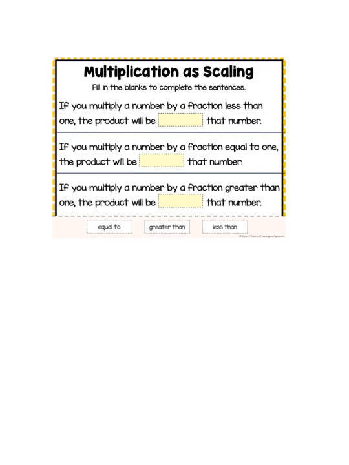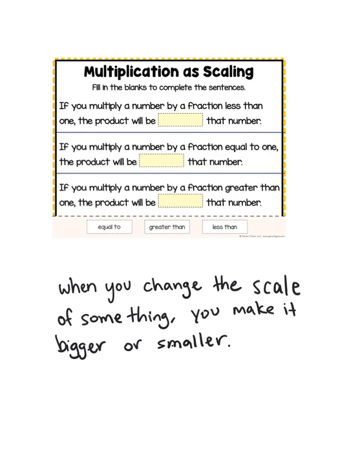The idea of multiplication as scaling: when you change the scale of something, you make it bigger or smaller. So that means that when the scale changes, it's going to either increase in size or decrease in size. And we know how this works when we're multiplying whole numbers. Anytime we're multiplying two whole numbers together, the product or the answer is going to increase or get bigger. And we're all really comfortable with that.